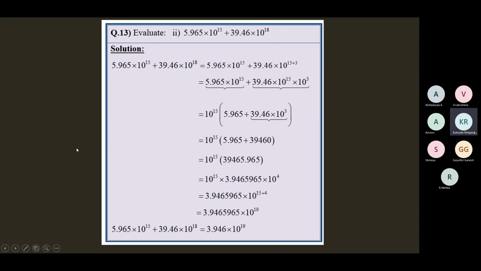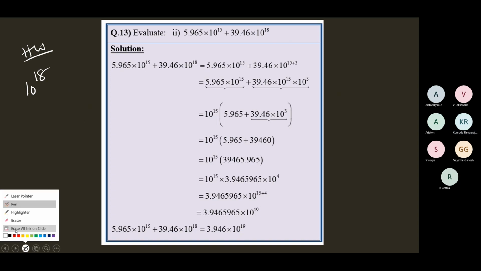Yes, children. So the homework is to do the same sum, taking out 10 to the power 18 common. We'll not do it now. It will become boring, like we've been doing this for the last 1 hour. So try this as homework, taking out 10 to the power 18 common. Here we've taken 10 to the power 15 common. Take out 10 to the power 18 common and work the same sum. All right?